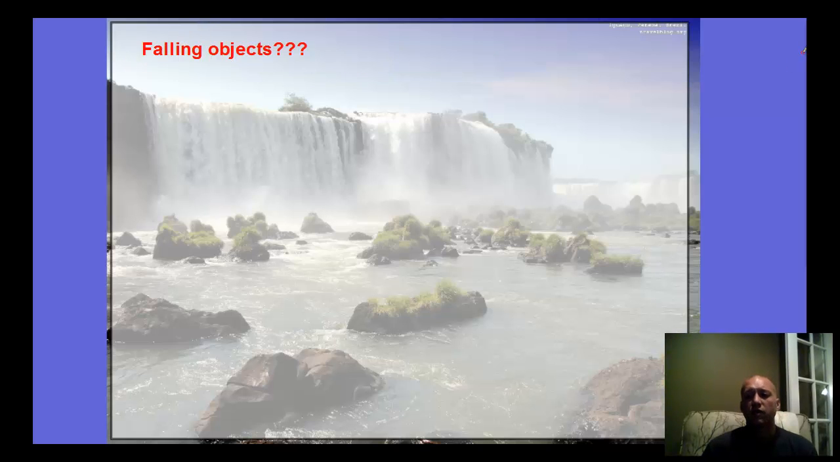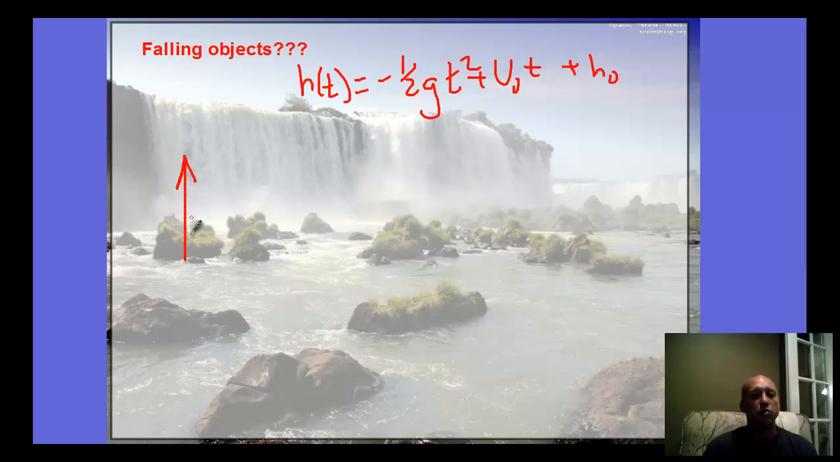Falling objects we're going to talk about tomorrow. But let me just introduce the formula for that. The height of an object at any time t. So h of t, again this is like our y value. So the height at some value t is equal to negative 1/2 times g t squared plus v sub 0 t plus h sub 0. That's kind of a famous physics formula for the height of an object. It's vertical motion, up and down.